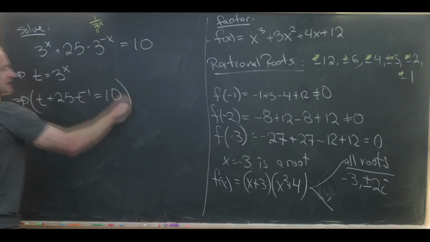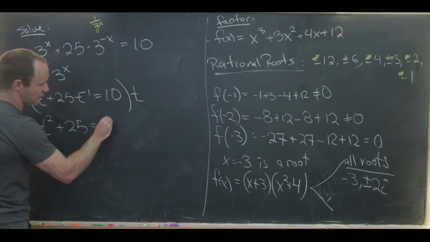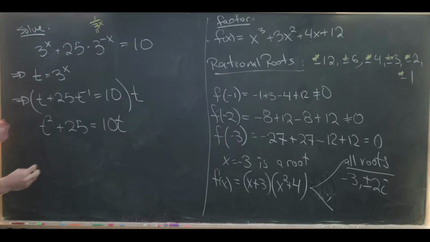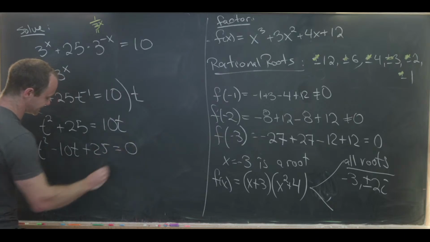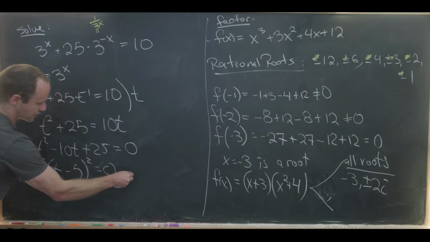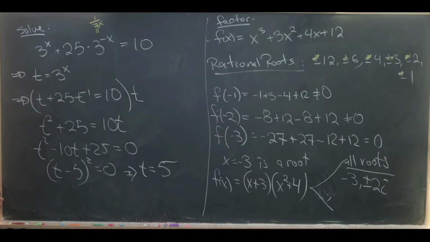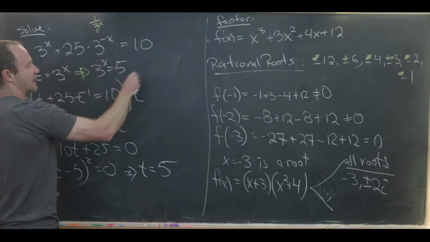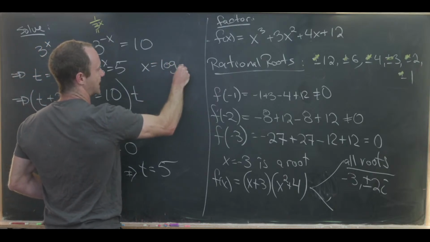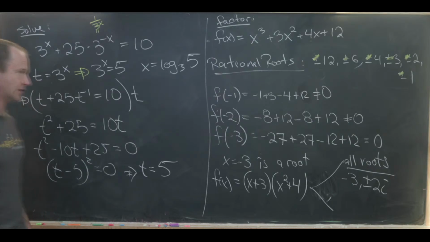Then I can take this thing and multiply by t, giving me t squared plus 25 equals 10t, but that's a quadratic equation for t. We have t squared minus 10t plus 25 equals 0, which means we can factor this as t minus 5, quantity squared equals 0, which tells us that t equals 5. But t is equal to 3 to the x, so that really means that 3 to the x equals 5, which means x equals the log base 3 of 5, if we wanted to extract that from the exponent.